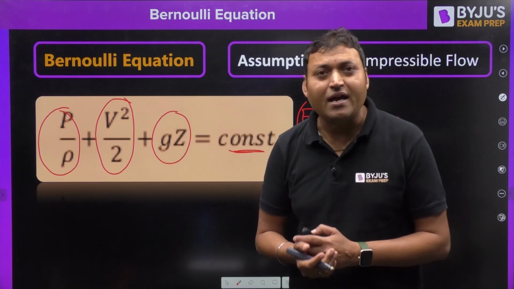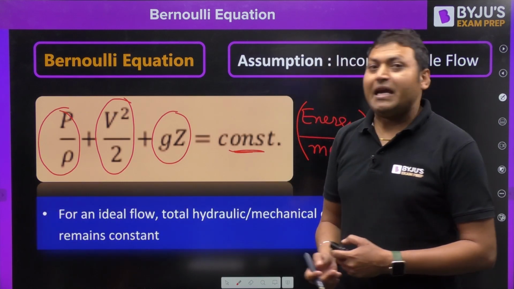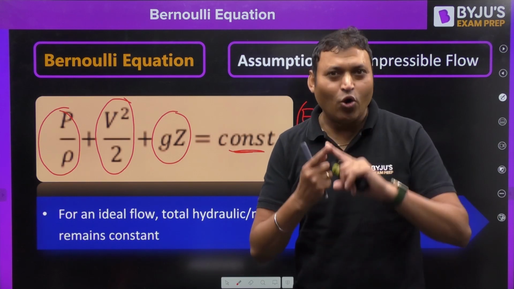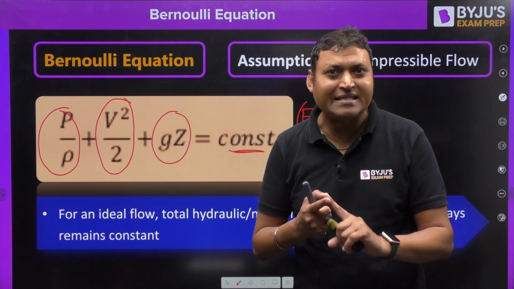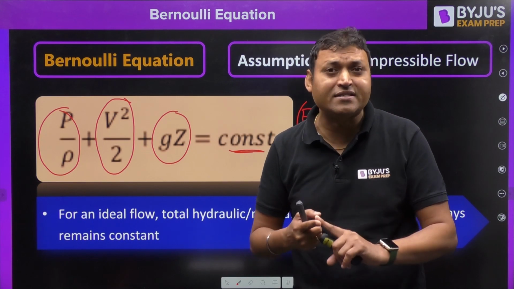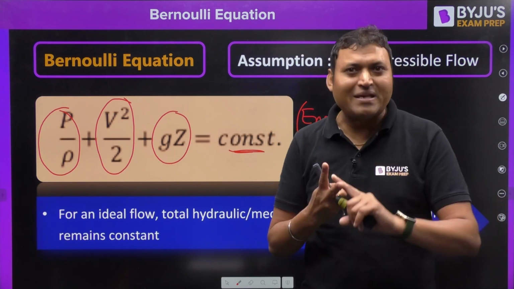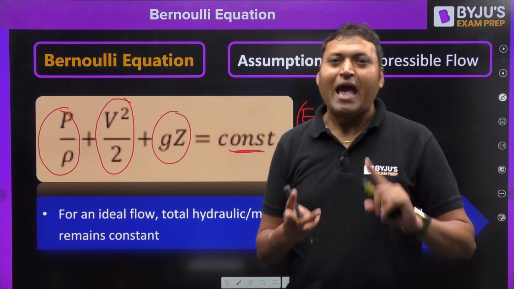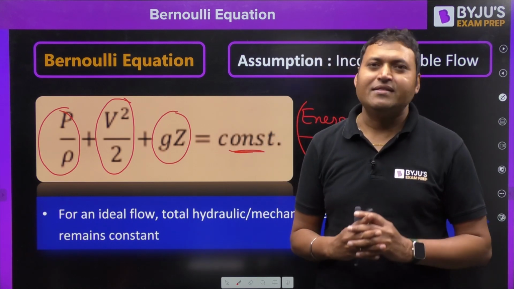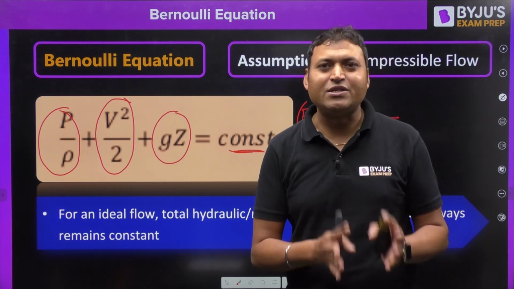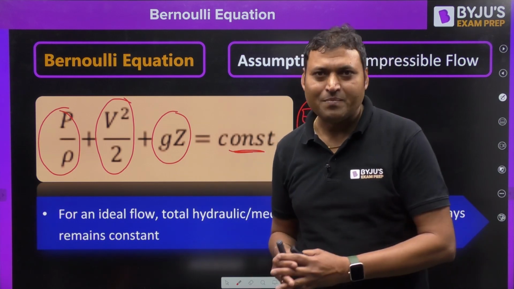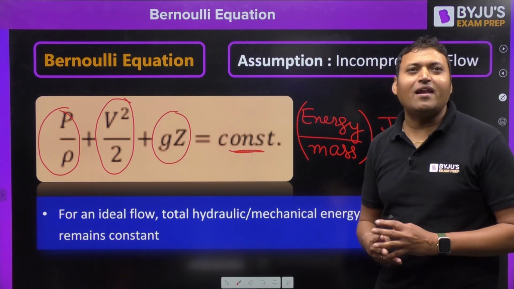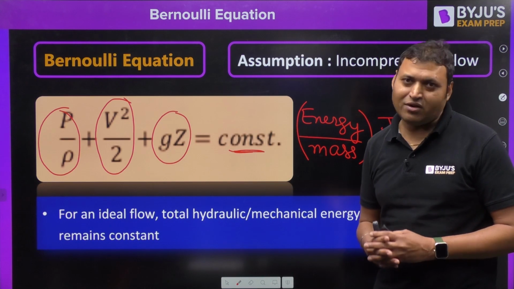We can comfortably say about the Bernoulli equation that the flow is said to be ideal when it is non-viscous, meaning viscous forces do not exist, or there is no relative motion between adjacent fluid particles during the flow. The flow must be steady, so the fluid behavior does not change with time, and the flow is incompressible, that is, the density of the fluid does not change with space and time. So for an ideal flow, the total hydraulic or mechanical energy of the fluid always remains constant.